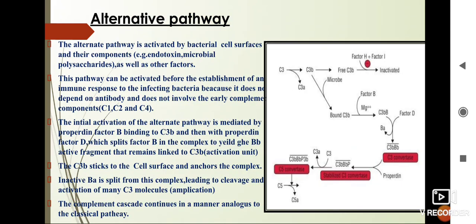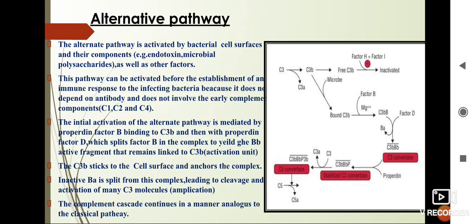Now here we have another pathway, that is the alternative pathway. The alternative pathway starts with the C3 complex and ends at the C5 complex. This pathway is activated by bacterial cell surfaces and their components such as endotoxin, microbial polysaccharides and other factors. This pathway can be activated before the establishment of any immune response to the infecting bacteria.